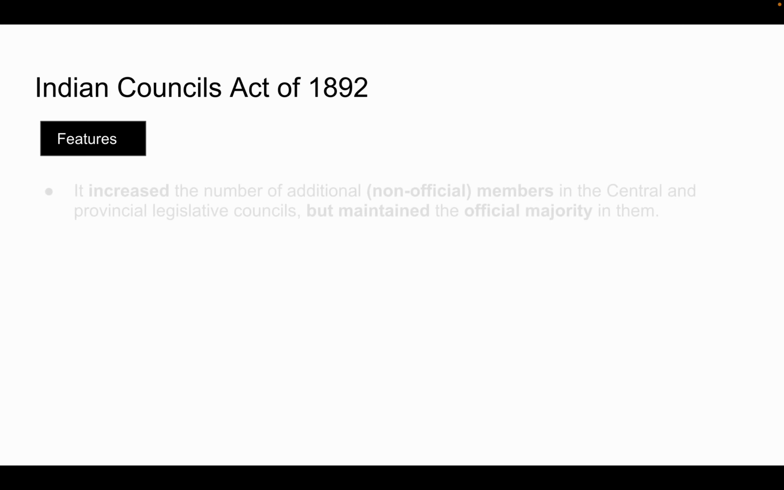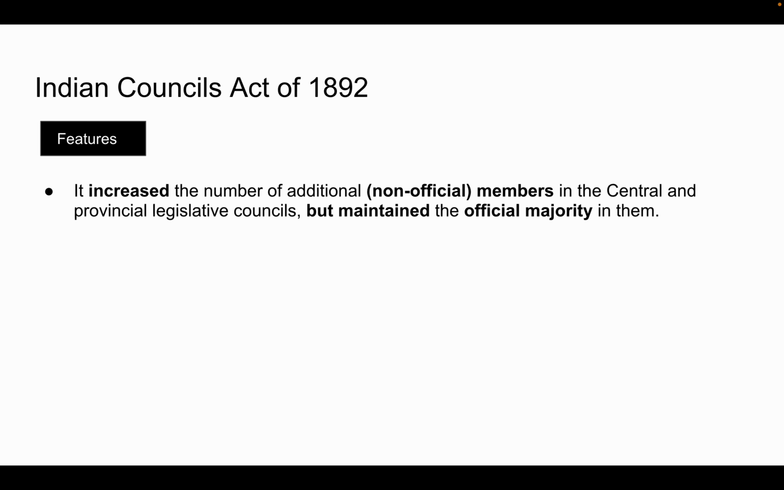So now let us look at what were the features of the Act of 1892, which was also called the Indian Councils Act of 1892. So the first feature was that it increased the number of additional non-official members in the central and provincial legislative councils, but maintained the official majority in them.